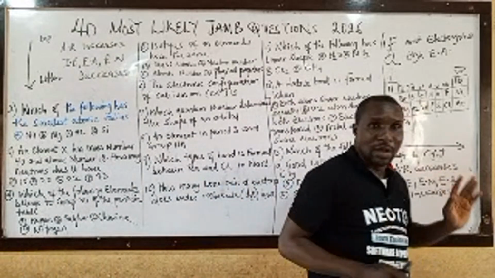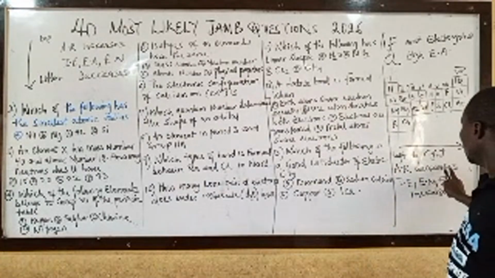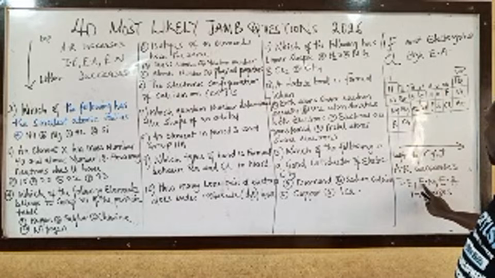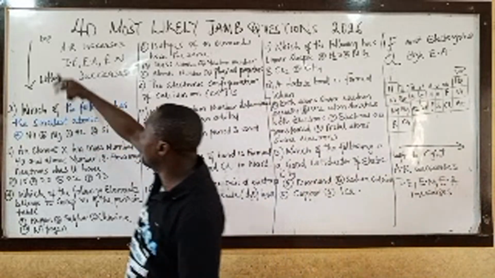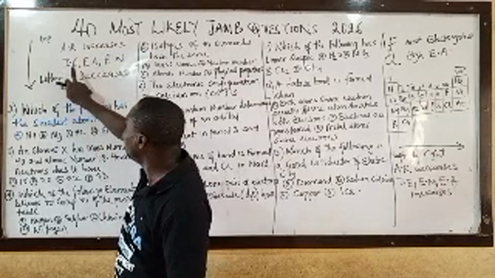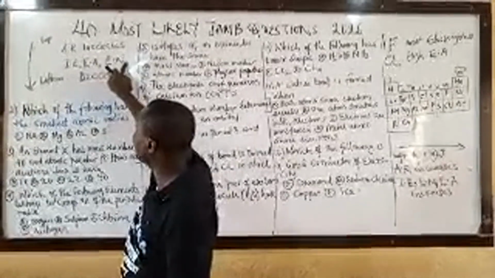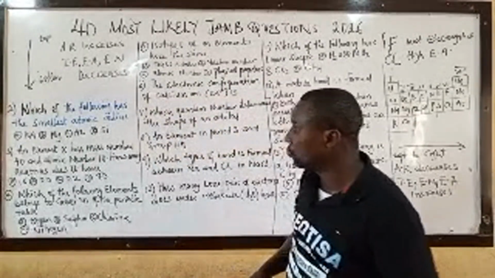Take note of that. As you are moving from left to right, atomic radius decreases, ionization energy, electronegativity, electron affinity increases. As you are coming from top to bottom, atomic radius increases. Ionization energy, electron affinity, electronegativity what? Decreases.